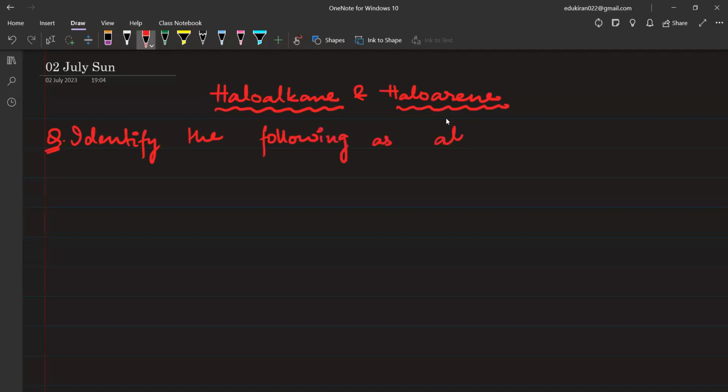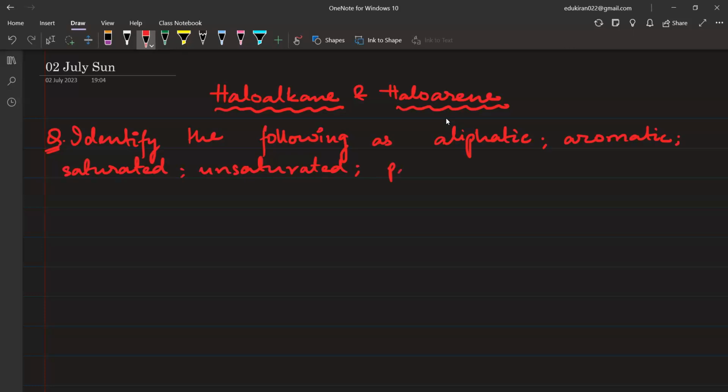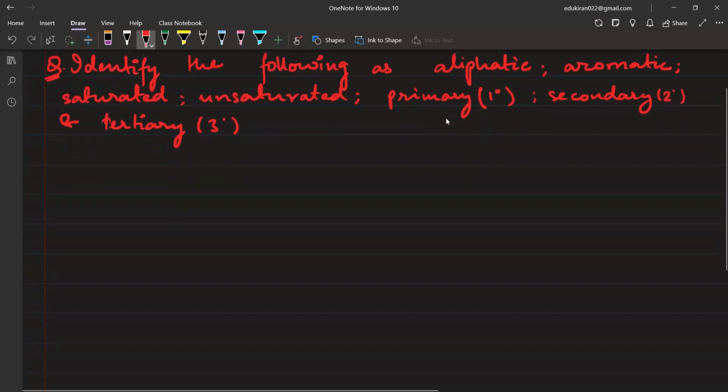अब सवाल लिखिएगा। आइडेंटिफाई द फॉलोइंग एज एलिफैटिक, एरोमेटिक, सैचुरेटेड या अनसैचुरेटेड, प्राइमरी यानी कि 1 डिग्री बोलते हैं इसको, सेकेंडरी 2 डिग्री बोलते हैं, और टर्शरी। ठीक है?